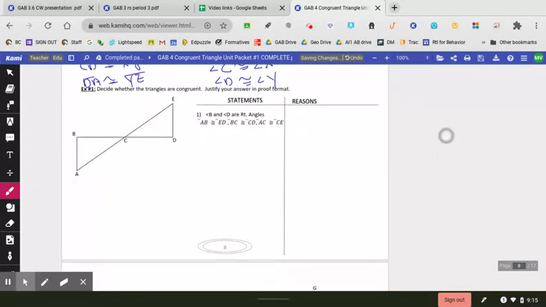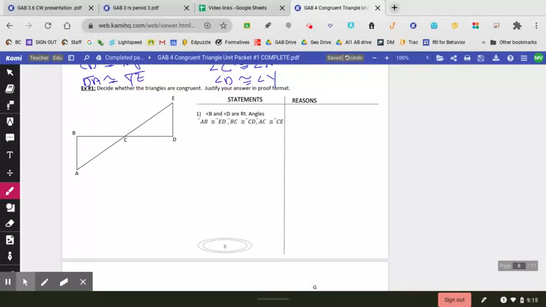So, example 1: decide whether the triangles are congruent. We know B and D are right angles. If B and D are right angles, that tells us that angle B is congruent to angle D because all right angles are congruent. All I did was read the first given.